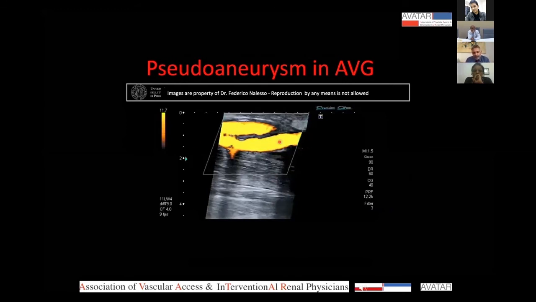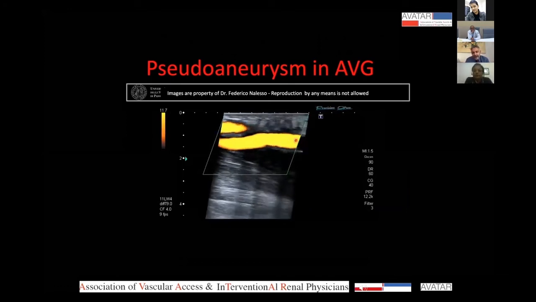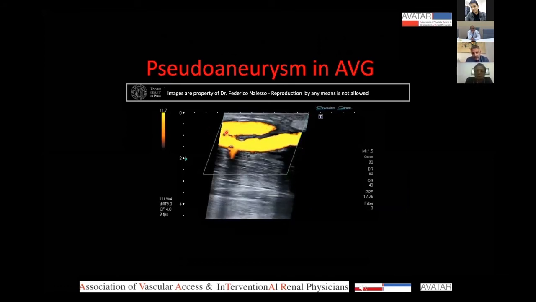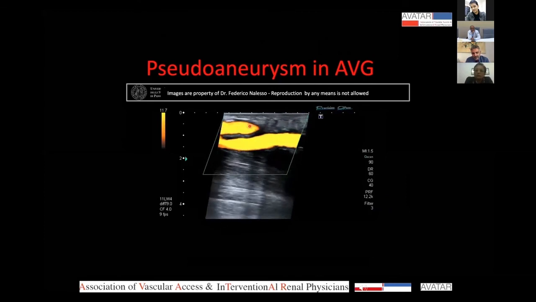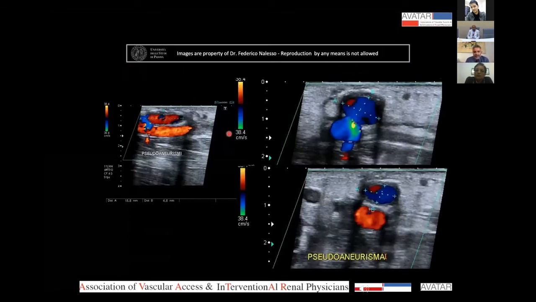In this small clip, we can perfectly see how the pseudoaneurysm presents blood flow. This image also highlights the presence of pseudoaneurysm due to the damage of the posterior wall, probably from the puncture of the wall. The slide summarizes the scans and correctly describes the size and the position of the pseudoaneurysm.